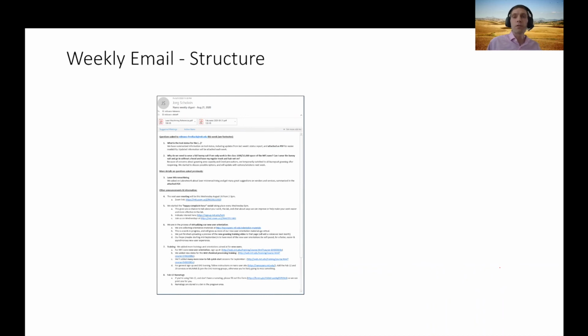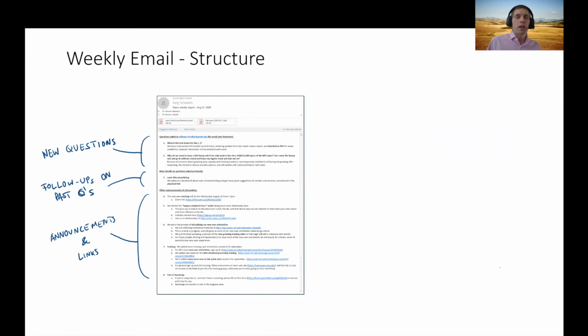It's being sent to the MIT.nano Fab users, because it's primarily fab-related issues. And so in that email, we have new questions that were asked to feedback. We have potentially follow-ups on past questions if we get more information or get more insights. And then other types of announcements and links to training, announcements, tool-related, and so on. And in addition to that, we'll have attachments, because you'll see why I have attachments shortly.